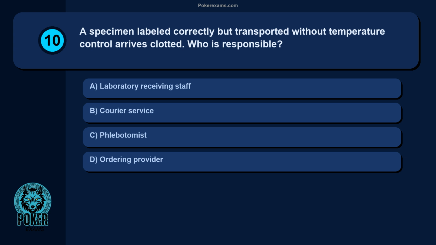Question 10. A specimen labeled correctly but transported without temperature control arrives clotted. Who is responsible? Laboratory receiving staff, courier service, phlebotomist, ordering provider.